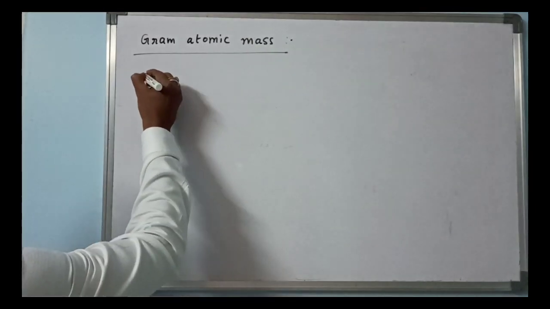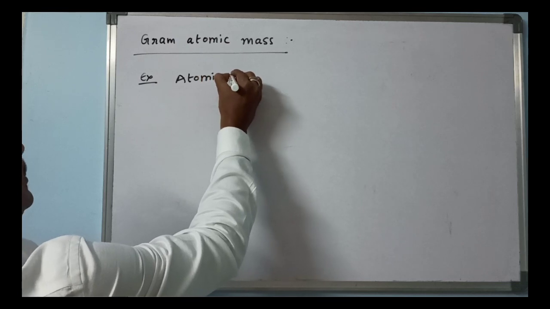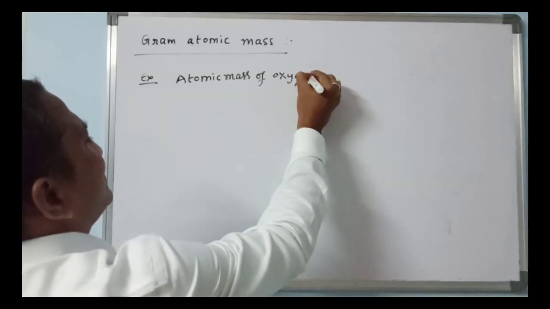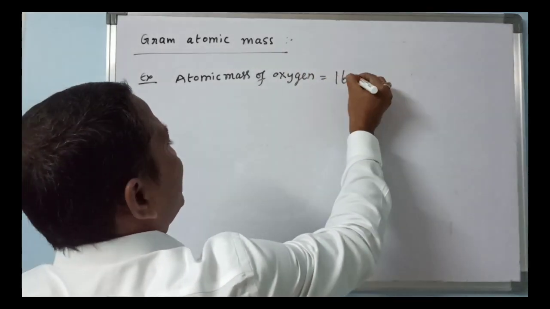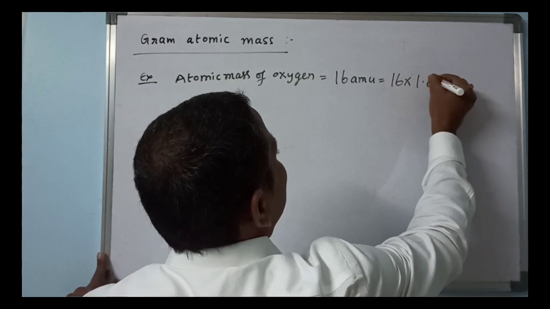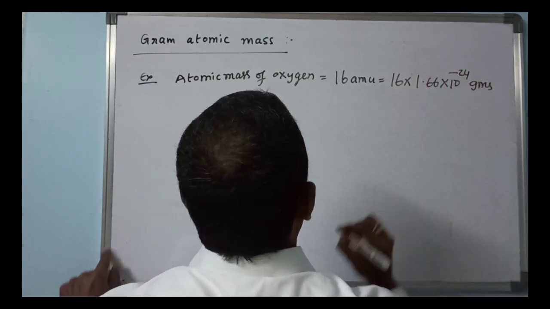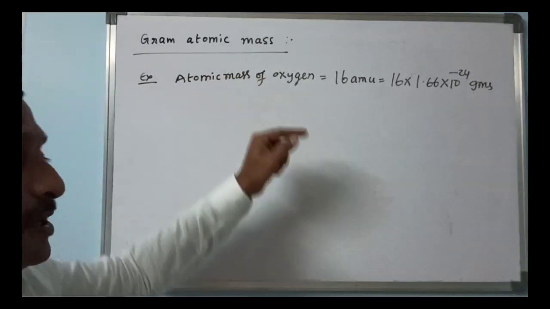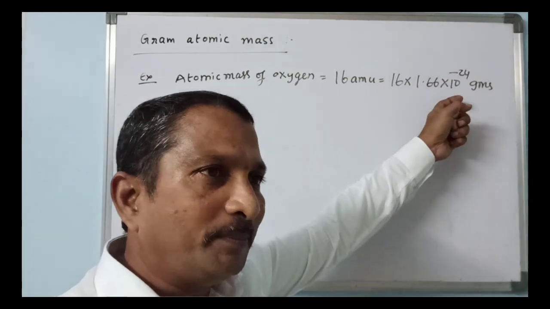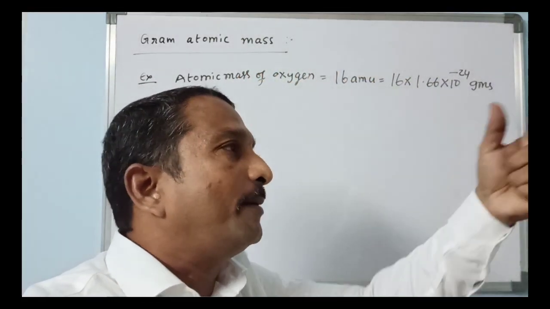What is the atomic mass of oxygen? Atomic mass of oxygen from the table is 16 AMU, that is equal to 16 into 1.66 into 10 power minus 24 grams. How can we convert this atomic mass into gram atomic mass? Very simple. If this value is multiplied with Avogadro number, it will be converted into gram atomic mass.